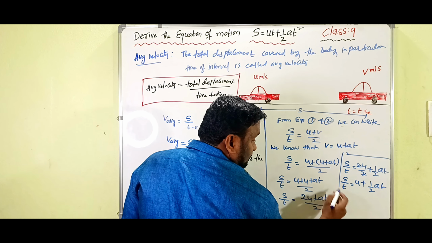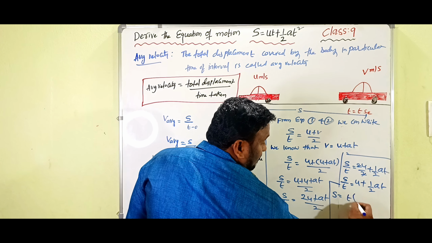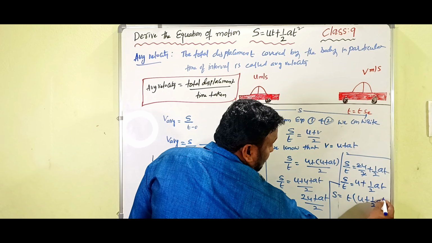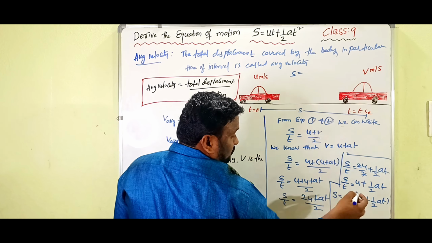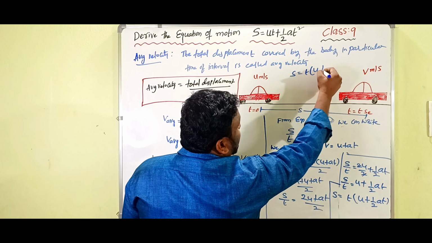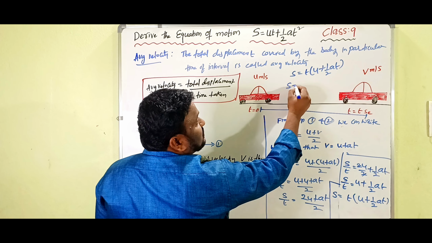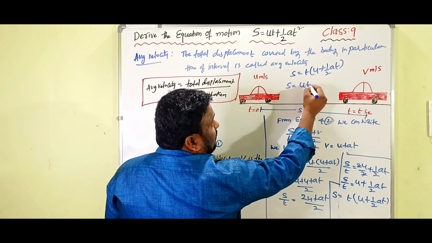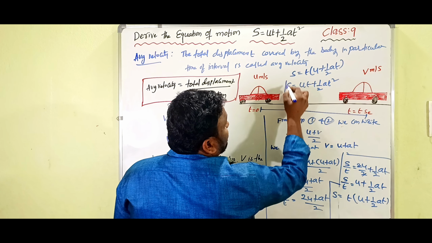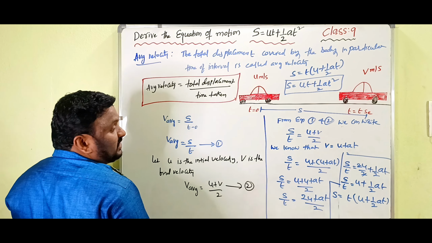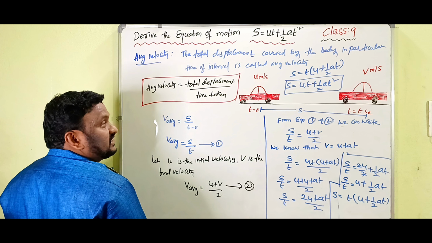Now we bring the t to the other side. Then s is equal to t into (u plus half at). Then do the calculation: s is equal to u into t, plus t into half at, which is half at square. Got it, children? So this is the derivation of s is equal to ut plus half at square.